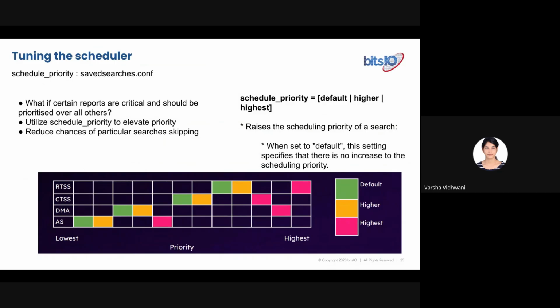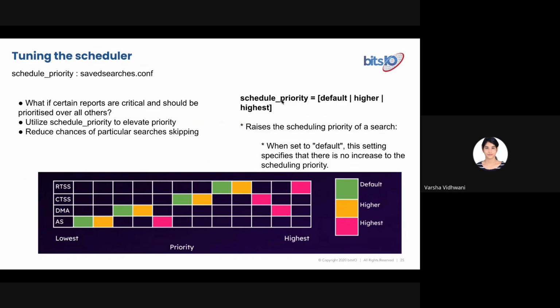This setting will allow you to elevate the priority of specific searches so that the scheduler picks them up before other searches. This will boost their priority and significantly reduce the chance that these critical searches will ever be skipped, since they are higher priority, right? Even when the system is under load, there are very rare chances that these get skipped.